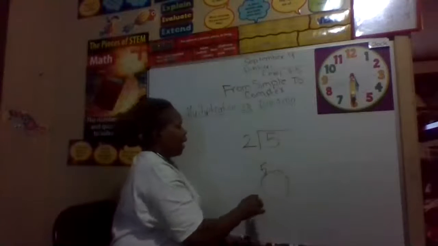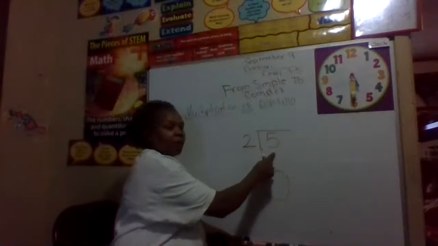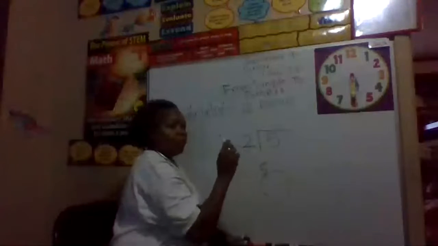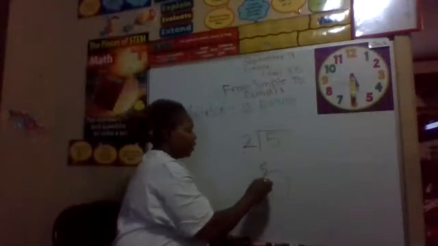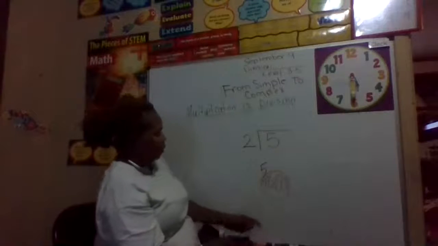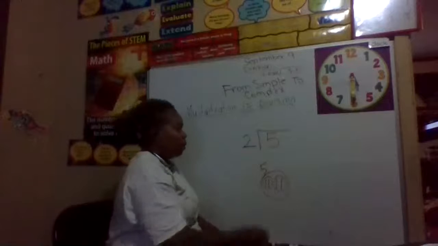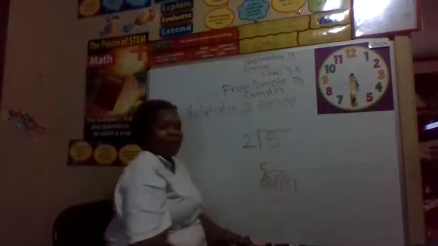How many 2s can we get inside this 5 evenly? 2, because let's look. 1, 2, 1, 2. We can only group these 2. Now, what do we have left outside of the circle? 1. We have 1 left outside the circle.